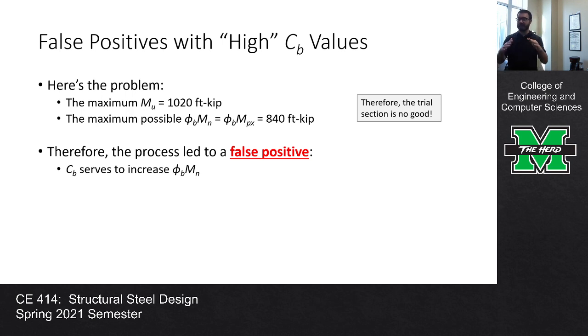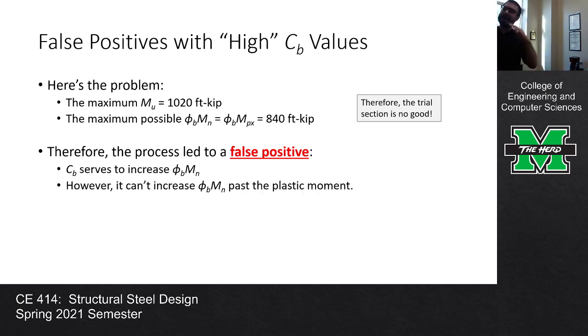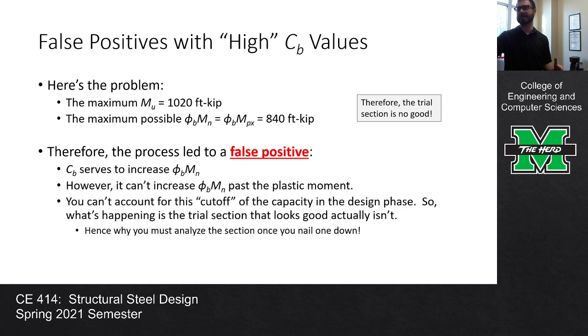CB serves, again, to increase phi-MN, but it can't increase past the plastic moment. But you can't account for this in the design phase. Remember, table 3-10 is only generated based off a CB value of 1. So when you have a really high CB value, you can end up getting trial sections that end up not working. So this is another reason why you must analyze a section once you nail down something for trial.